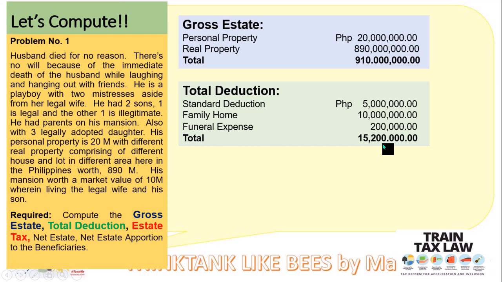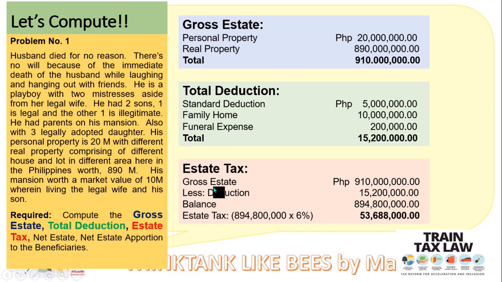So next is the estate tax computation. We can compute 910 million minus the deduction of 15,200,000. So the balance, or the estate tax basis, is 894,800,000. Here you need to compute 6% of it as your estate tax. So the estate tax is 53,688,000, which should be paid to the BIR before apportioning the net estate.